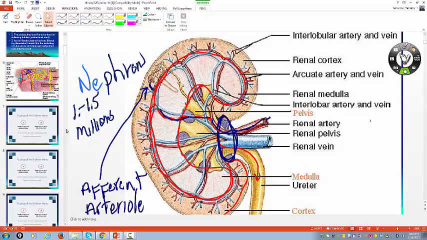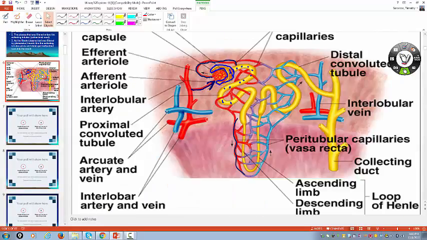So let's take a little closer look at the nephron. The nephron is basically made up of the glomerulus, which literally means ball of capillaries. The glomerulus will filter the plasma, and it will end up in these collecting tubules. All these little different tubules collectively are called the collecting tubules. So this is where you form the urine.